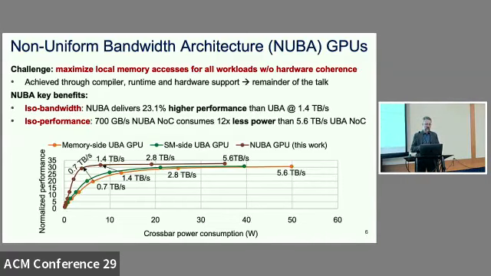This graph is showing summary results, normalized performance as a function of the crossbar power consumption for memory side UBA, SM side UBA, and NUBA GPU. So there's different ways in which you can exploit this NUBA architecture.